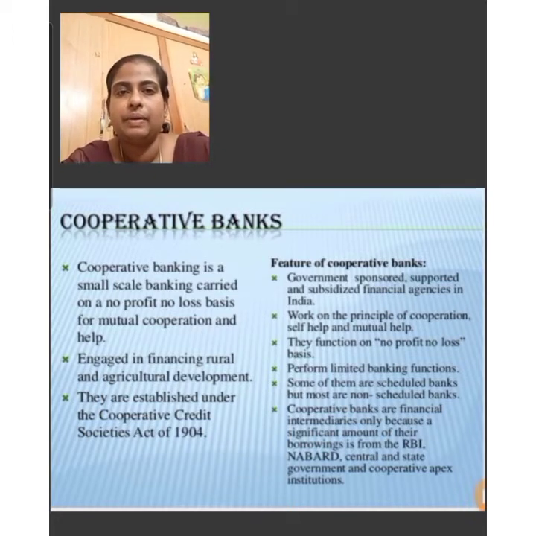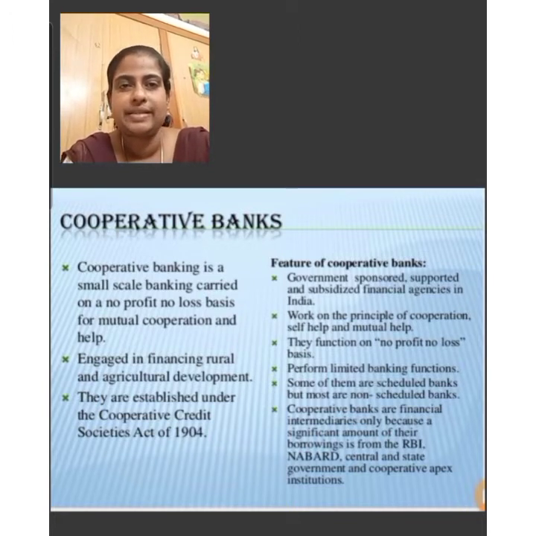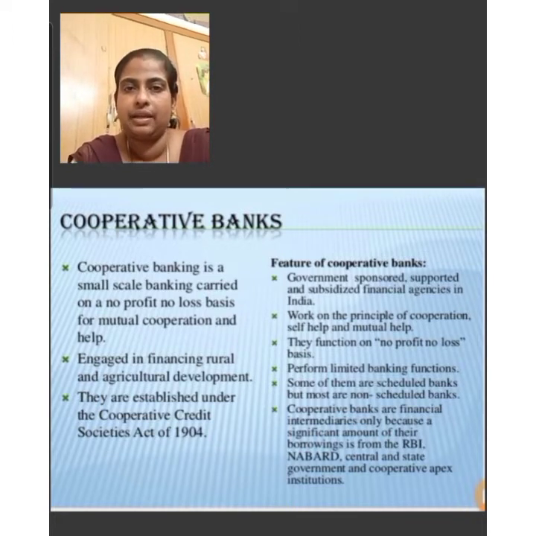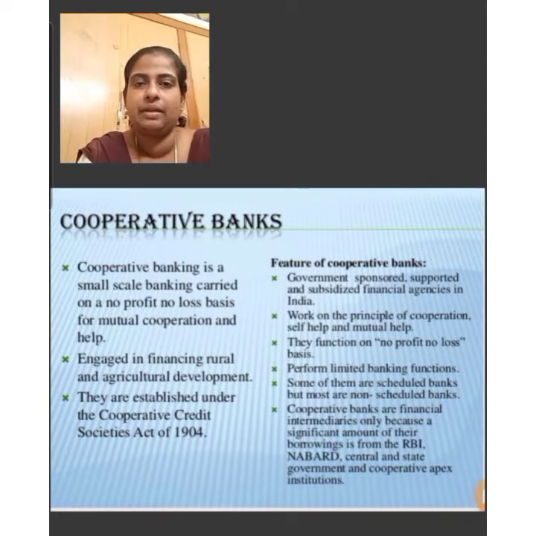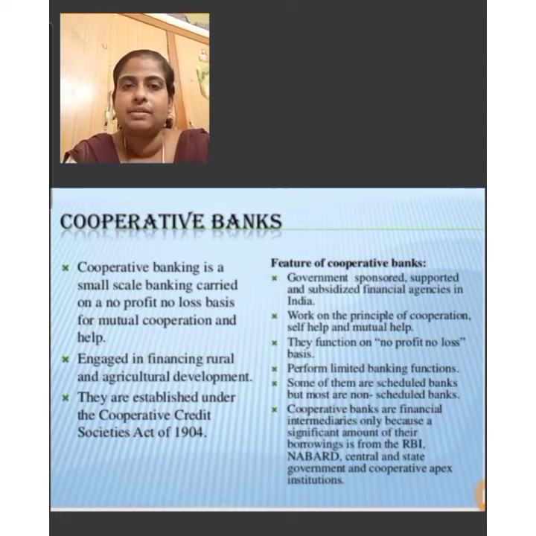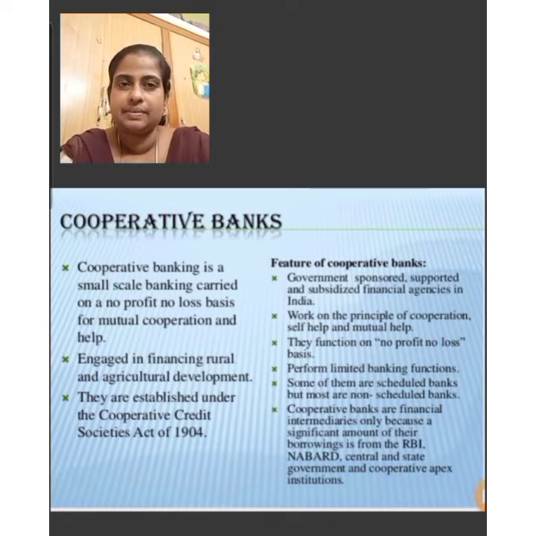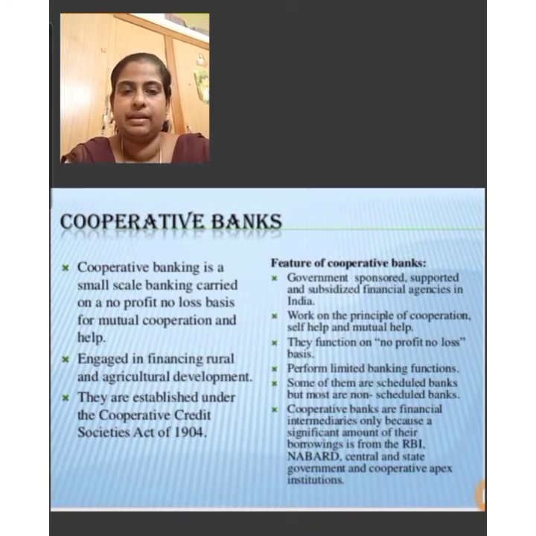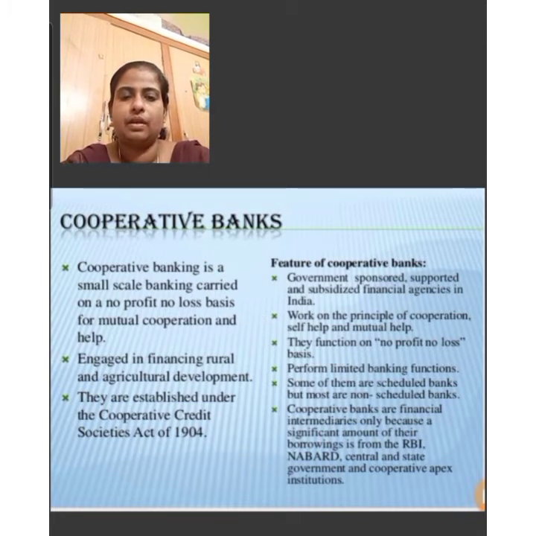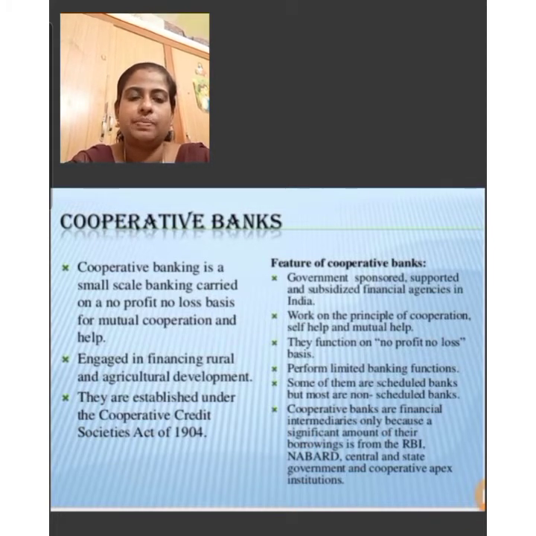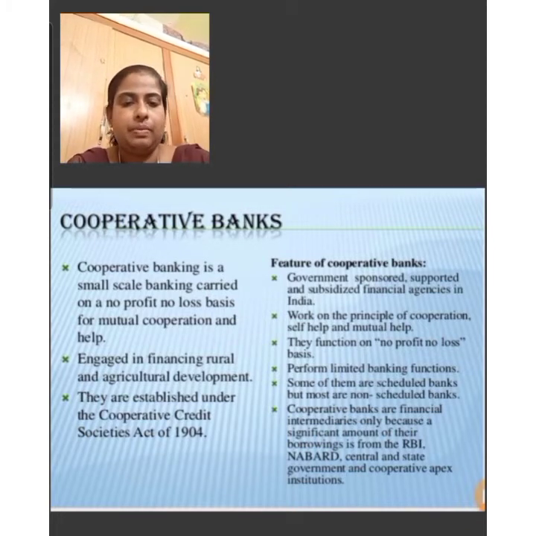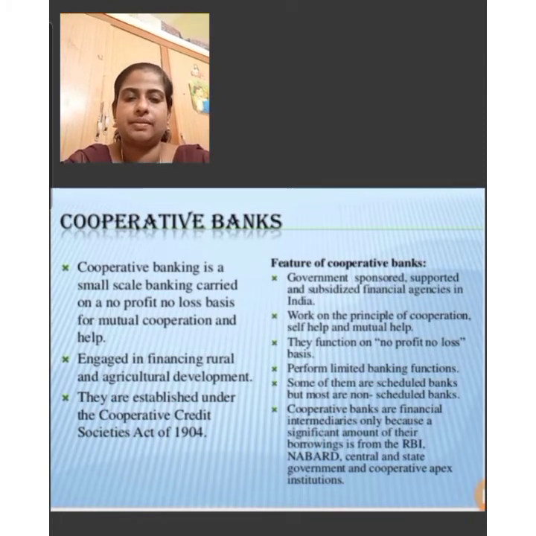Cooperative banks are governed by the provisions of the State Cooperative Societies Act and meant essentially for providing cheap credit to their members. It is an important source of rural credit, that is, agricultural financing in India. In cooperative banks, they function on a no profit, no loss basis. They perform limited banking functions. Some of these are scheduled banks, but most are non-scheduled banks.